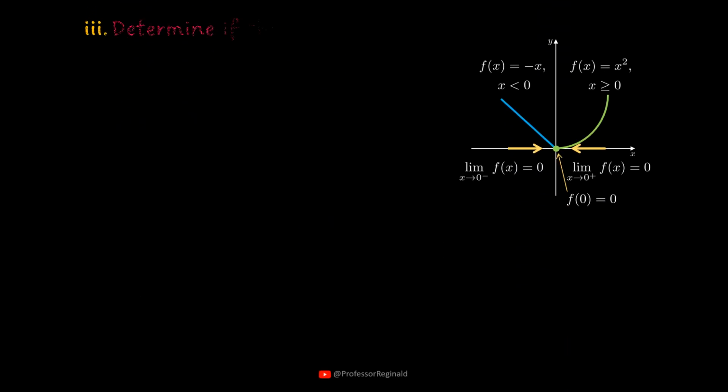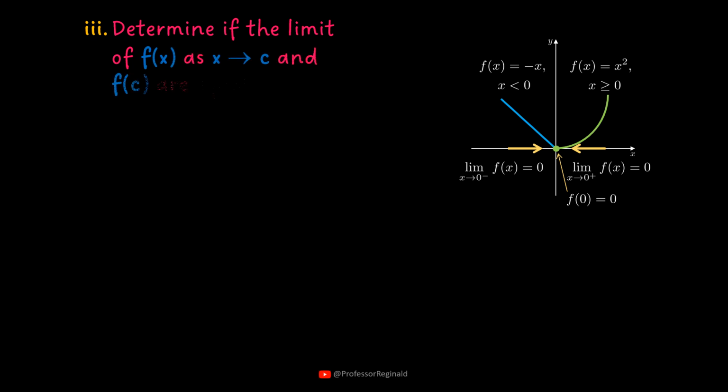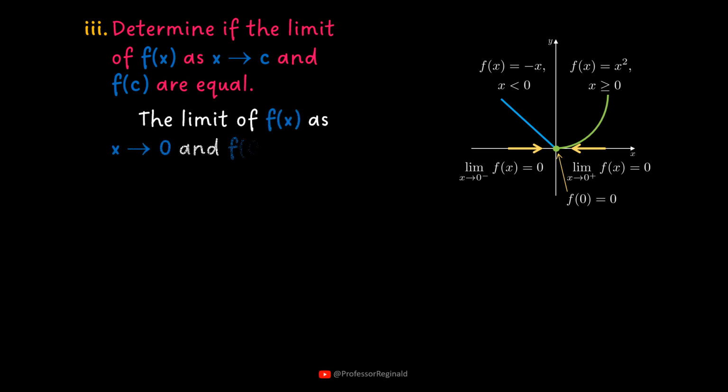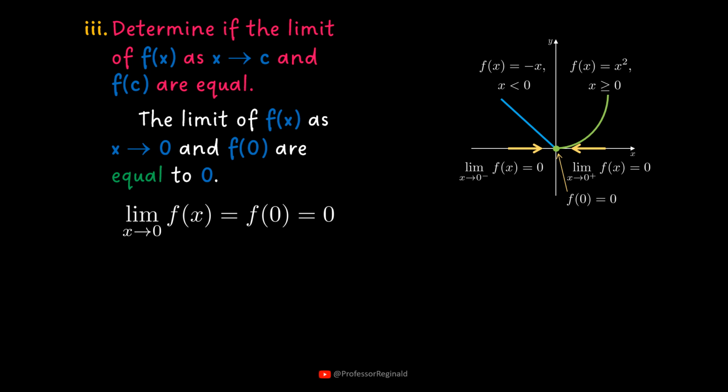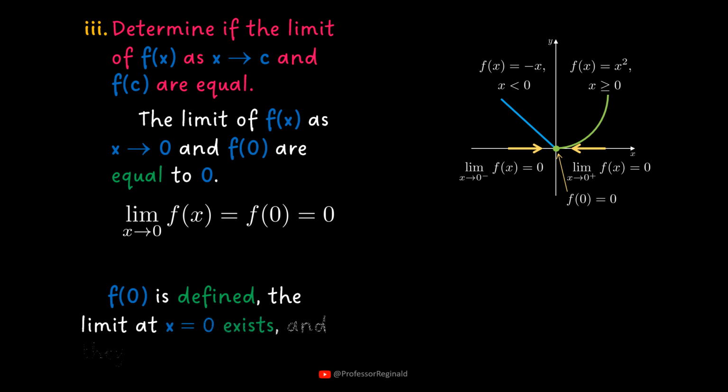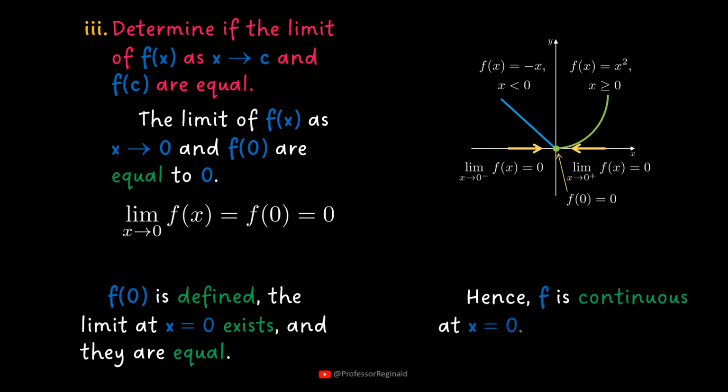Third, determine if the limit of f of x, as x approaches c, and f of c are equal. The limit of f of x, as x approaches c, and f of 0 are equal to 0. F of 0 is defined. The limit of f of x, as x approaches 0, exists, and they are equal. Hence, f is continuous at x equals 0.